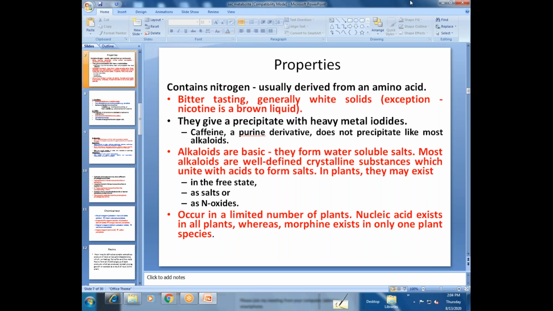Usually they are colorless or white crystalline substances. The exception is this brown liquid. Another exception you can give is betadine, which is present in beetroot; it has a red color. These are colorless crystalline substances. They are bitter in taste. They are basic in nature. They react with acids to form salts. They occur in plants in a free state, as salts, or as N-oxides.